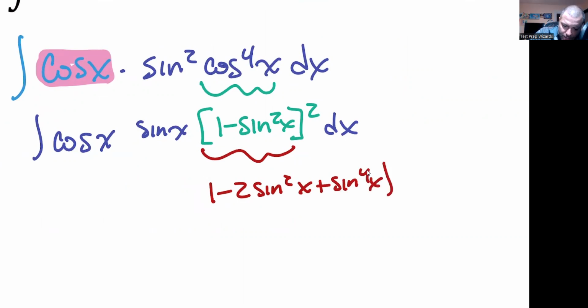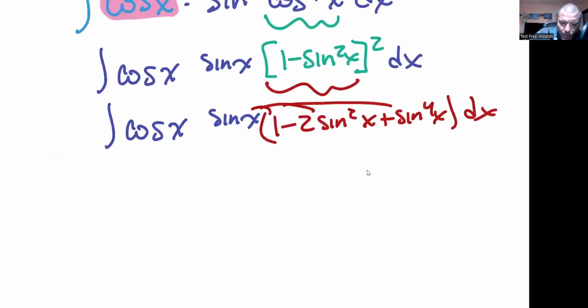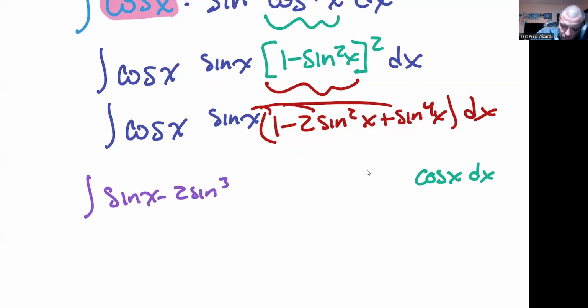We still have everything out front. So let's now multiply our sine in, because then we're going to get a cosine of x that I'm just going to throw here, cosine of x dx, because that's going to be our derivative in our u substitution in a moment. So I have sine of x minus 2 sine cubed of x plus sine to the fifth power of x times cosine dx.